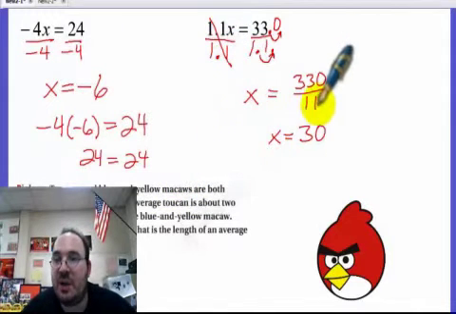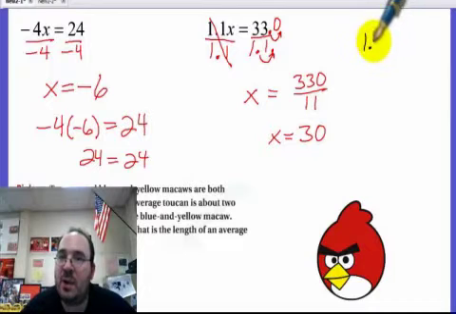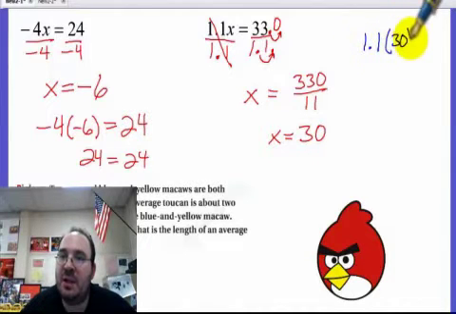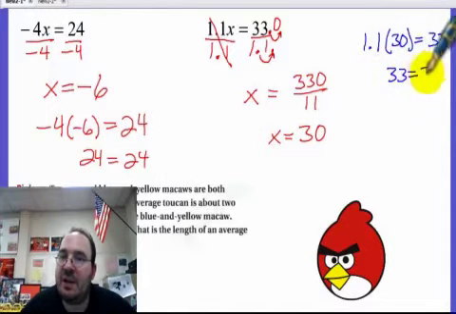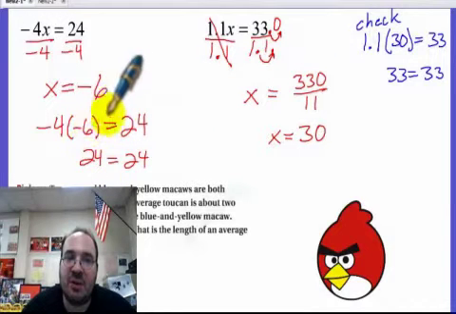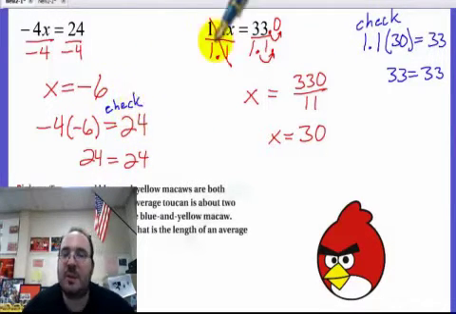Okay, and then guess what you do? You check your work. So I have 1.1 times 30 equals 33. And when you multiply all that out with your calculator, I think you're going to get 33 on each side, and you're going to be really happy here. So that was my check. And then over here I had a check also right there. So those are my checks.